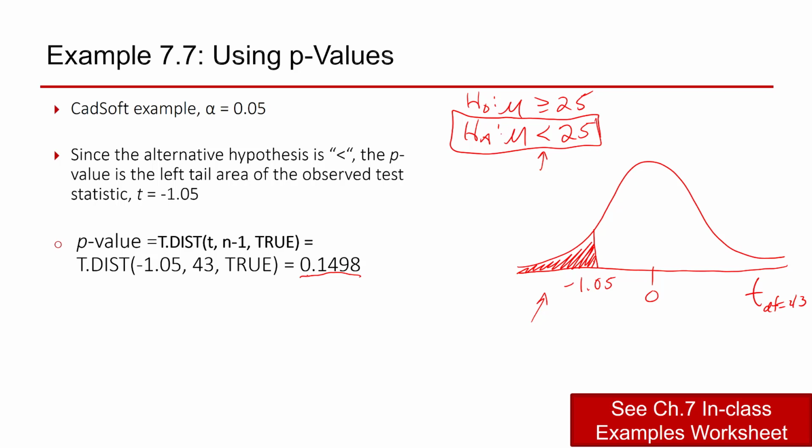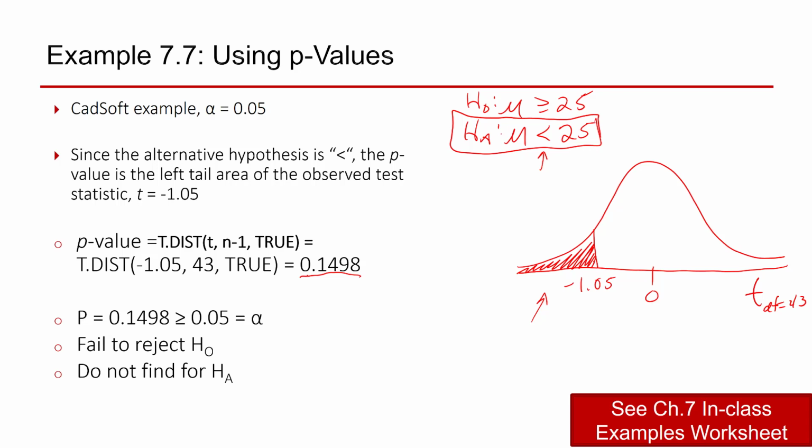But let's be methodical and compare it to our alpha level. Our p-value, 0.1498, is bigger than 0.05, which is your significance level. So you're going to fail to reject the null hypothesis. Remember, if the p is low, the null must go. If the p is not low, the null does not go. And when we fail to reject the null, that means we didn't find enough evidence to conclude our alternative hypothesis.